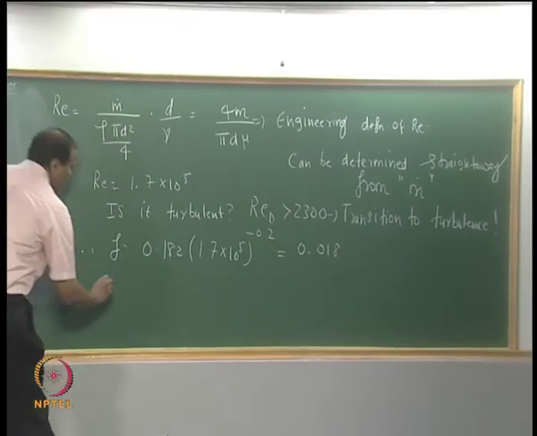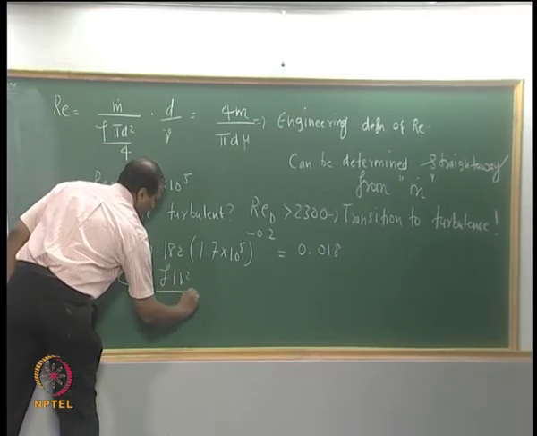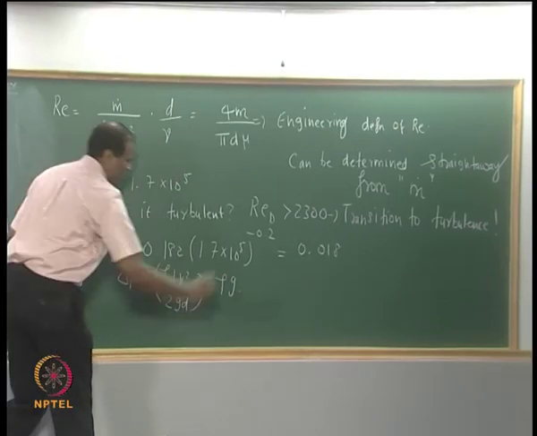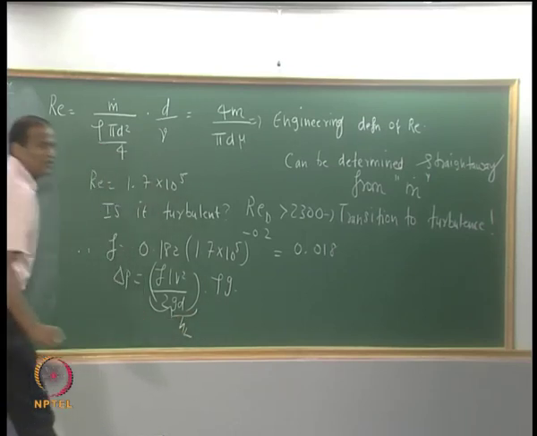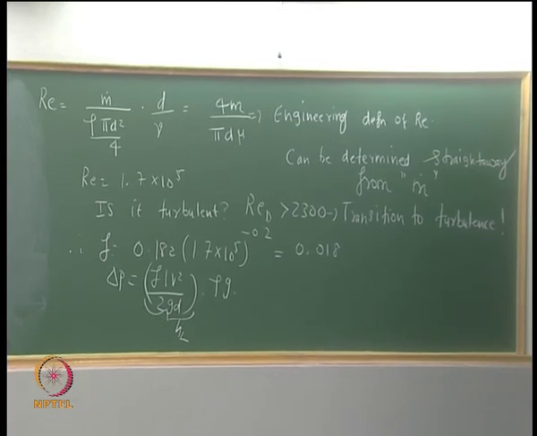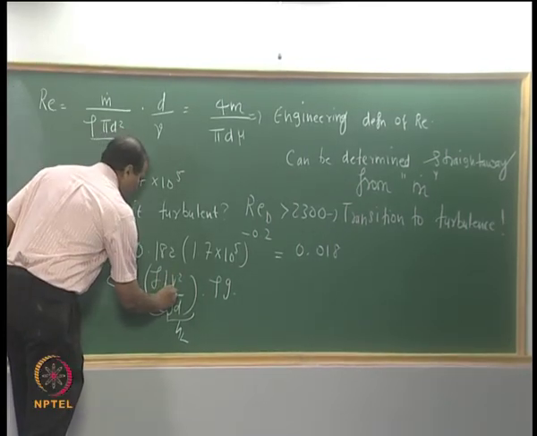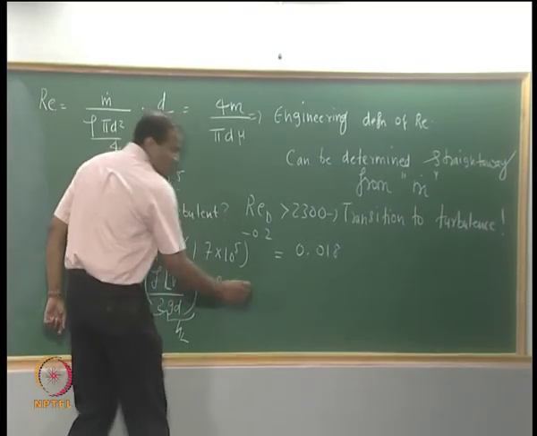Okay. Delta P is head loss HL rho G. So, this is basically FL V square by 2 GD into rho into G. F is known, L is 250 meters, velocity is known, D is known, go ahead and calculate this.